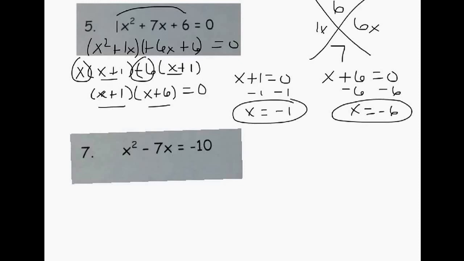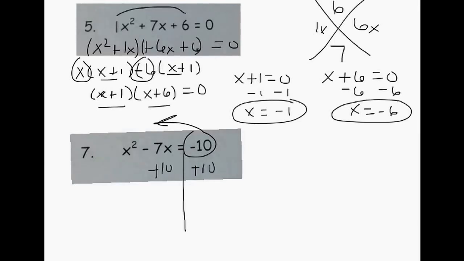Number 7. Number 7 fails the first question, which is get everything on the left-hand side, or everything on one side. So we got to get this negative 10 to go to the other side. So we do that by doing plus 10 to both sides. Okay. Over here, it can't be combined, so we just write it out. X squared minus 7x plus 10. Here, negative 10 and 10 is 0.